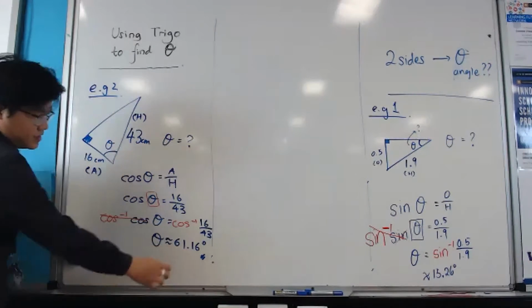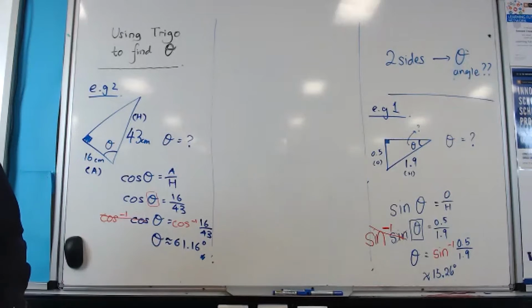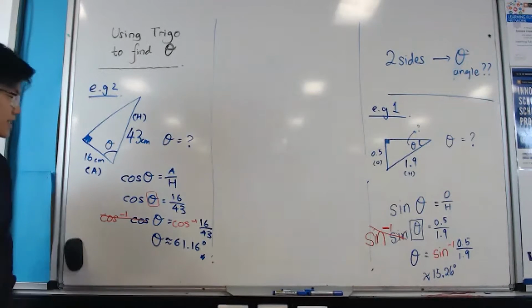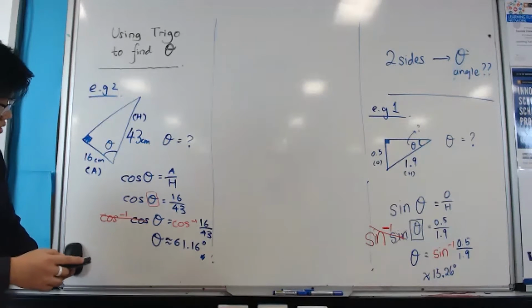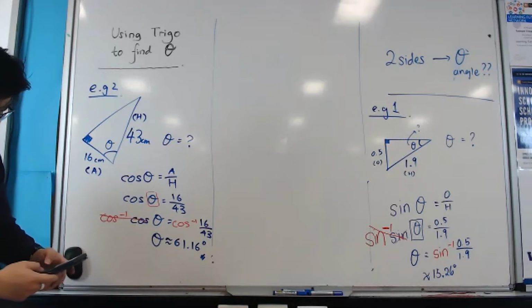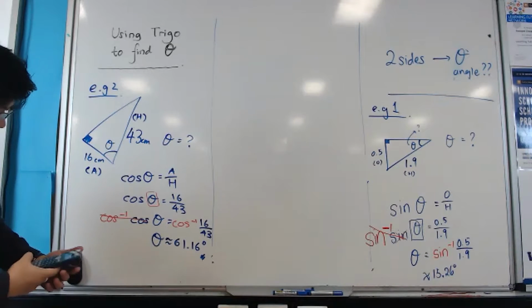61.16 degrees. Did you get the answer? Is that it? No, I got 68. Yeah, it's 68. Oh, is it 68? Yes. Yeah, I got 68. How come? 16/43. Oh yeah, I got 68 too.